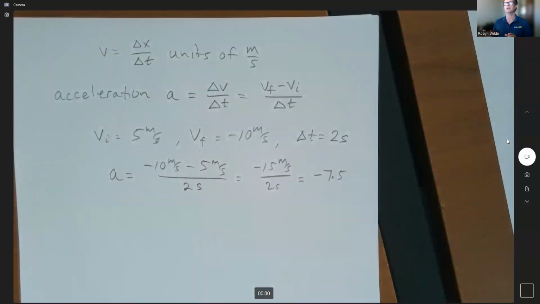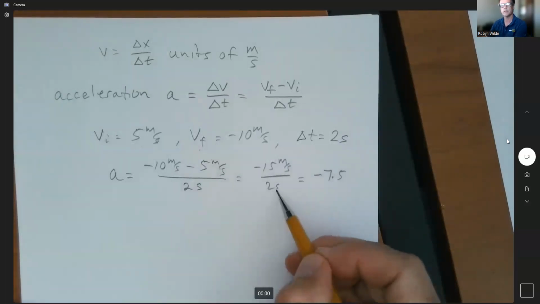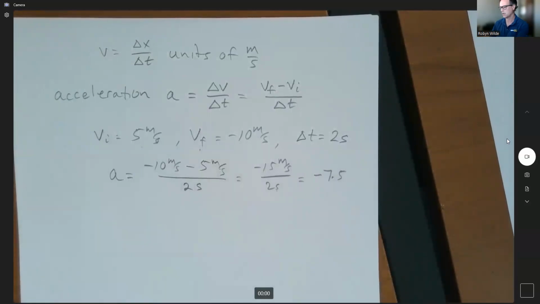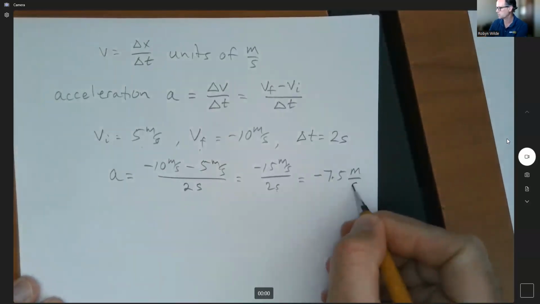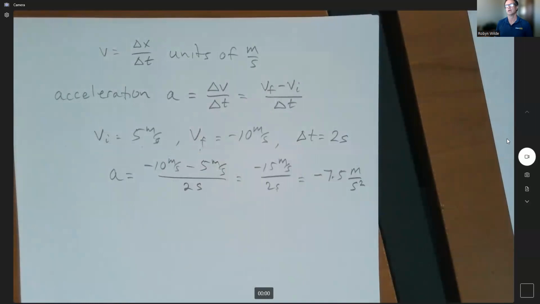Now let's look at the units. The units are meters per second divided by seconds. Oftentimes people will write this as meters per second squared. But really what it means is meters per second per second. My speed has been changing by negative 7.5 meters per second each second, right, on average.